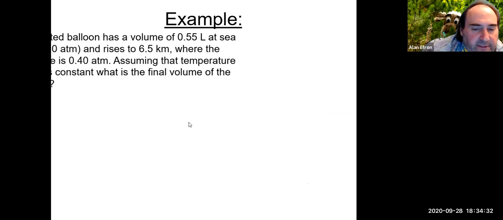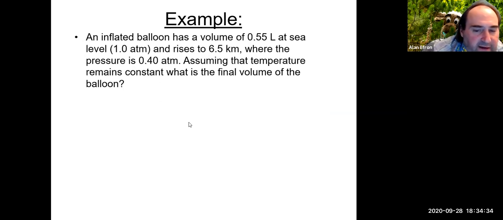An inflated balloon has a volume of 0.55 liters at sea level, which is 1 atmosphere. It goes to 6.5 kilometers, where the pressure is 0.4 atmosphere. Assume that the temperature remains constant. What is the final volume of the balloon? So give it a go, and we'll talk about it as soon as I find a calculator, maybe.